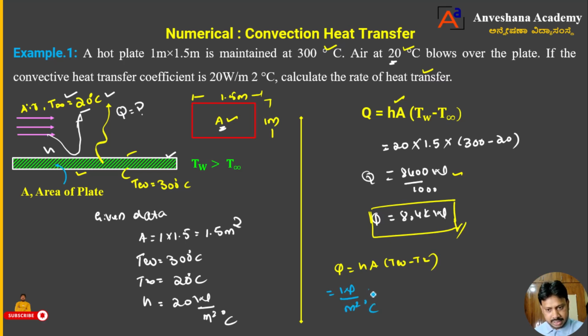Into the unit for area, that is meter square. Then the change in temperature is degree Celsius. Now the meter square cancels, and the degree Celsius cancels. Then what is left is watt. So Q is equal to watt. Then that watt can be converted into kilowatt by dividing by 1000. This is the final answer, dear students. This is how to solve the numerical.